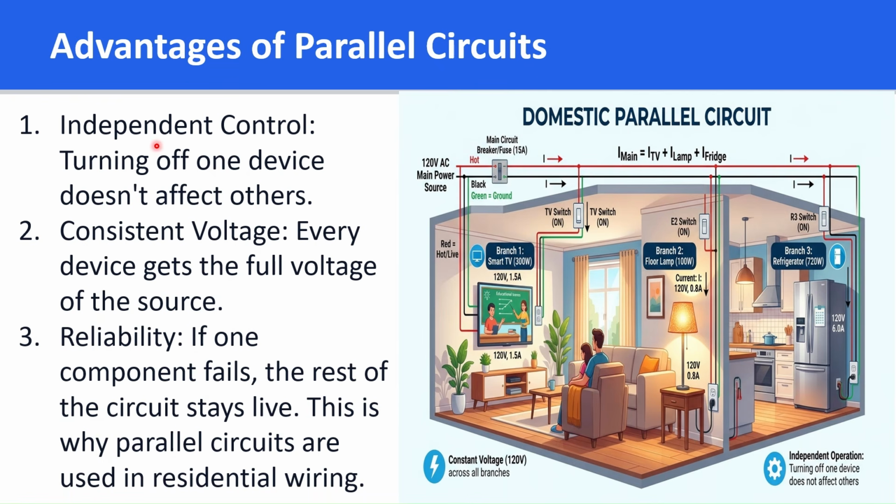Number 1 is independent control. Turning off one device doesn't affect the others. Number 2, consistent voltage. It means every device gets the full voltage of the source. Number 3, reliability. If one component fails, the rest of the circuit stays live. This is why parallel circuits are used in residential wiring.